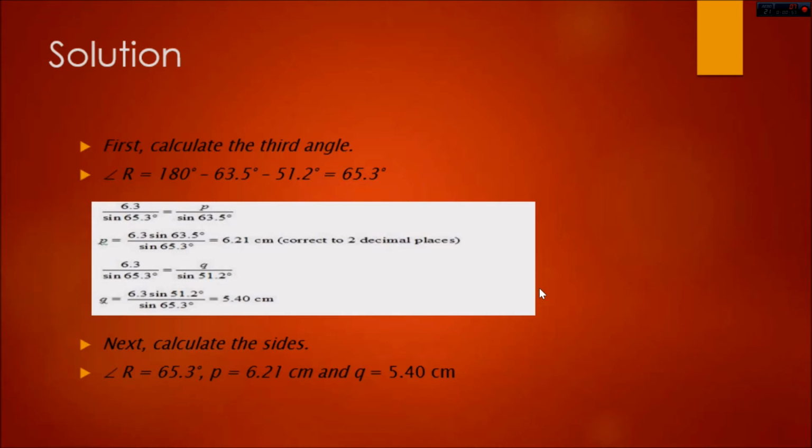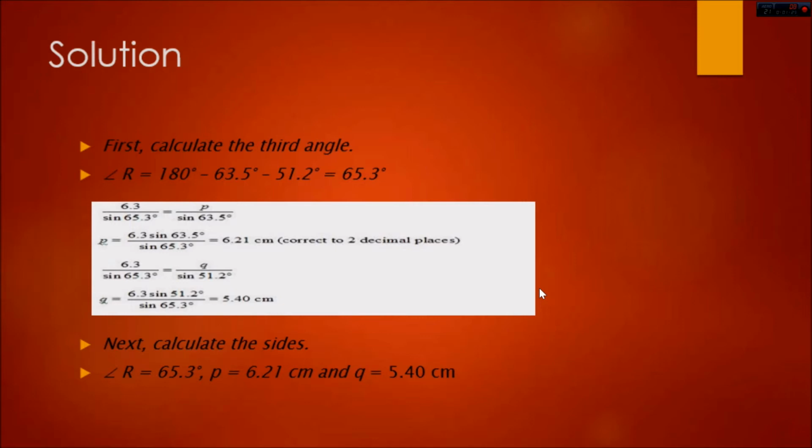6.3 divided by sin 65.3 degrees equals P divided by sin 63.5 degrees. P equals 6.3 sin 63.5 divided by sin 65.3, which equals 6.297, correct to 2 decimal places. Then 6.3 divided by sin 65.3 equals K divided by sin 51.2, and then K equals 5.40.